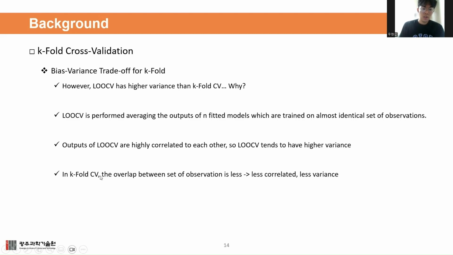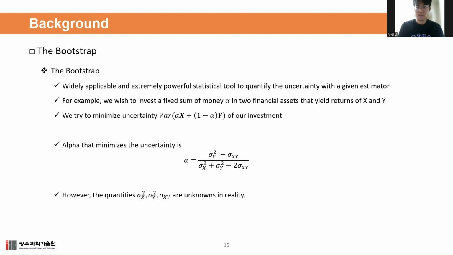In k-fold CV, the overlap between sets of observations is less, so that means the outputs are less correlated, and it results in less variance. And the last method is the bootstrap. It's a very widely applicable and extremely powerful statistical tool to quantify the uncertainty of a given estimator.